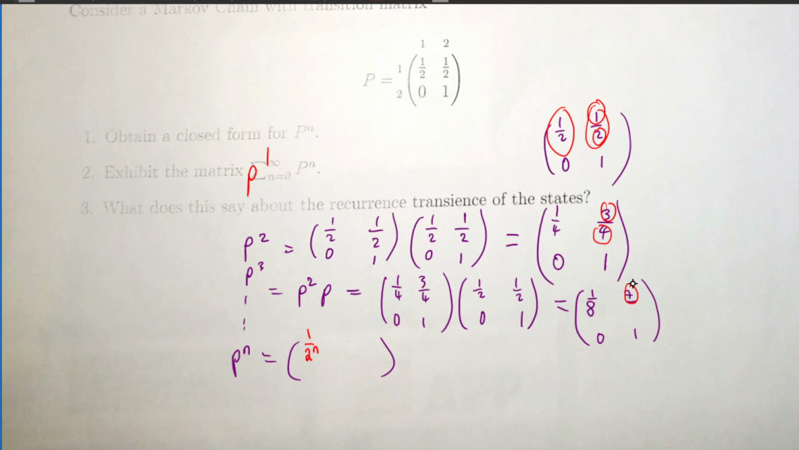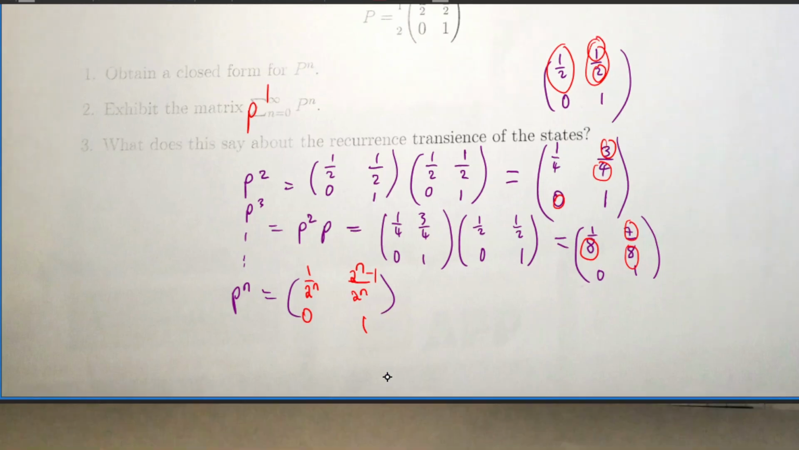And we check that the one at the bottom has the same denominator as this one. So we know that at the bottom we have some form of 2 to the power n. And at the top, we're just going to say 2 to the power n minus 1, because we are 1 less than the denominator. Then here we see that this continues to be 0, and this will continue to be 1. So that will be the form of p to the power n.